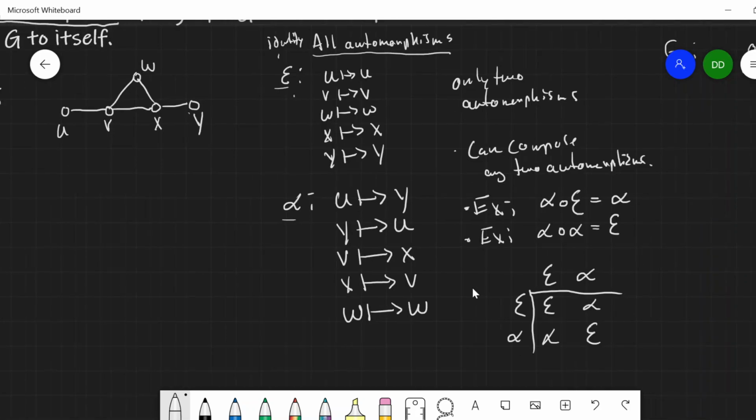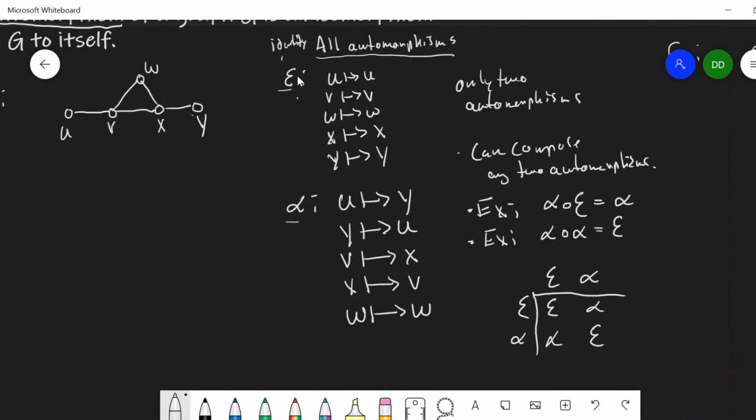So one thing to note here is that every element of this set has an inverse. In particular, the inverse of alpha is itself. Alpha with alpha gives us epsilon, right? This means alpha is alpha inverse. And of course, epsilon is the identity.